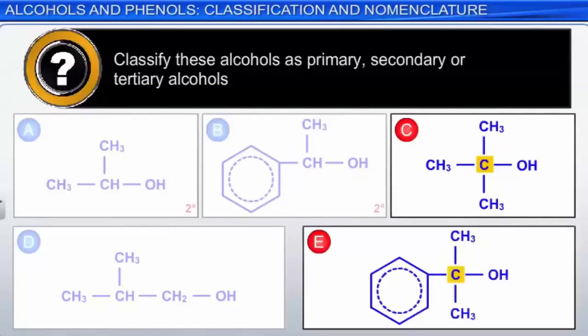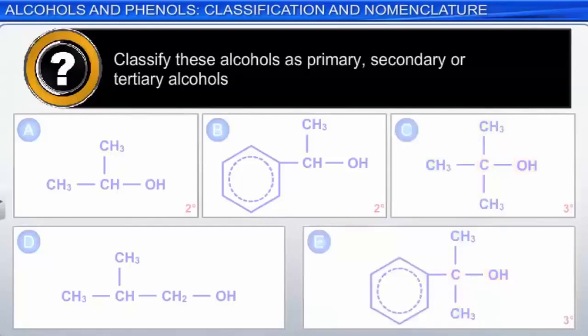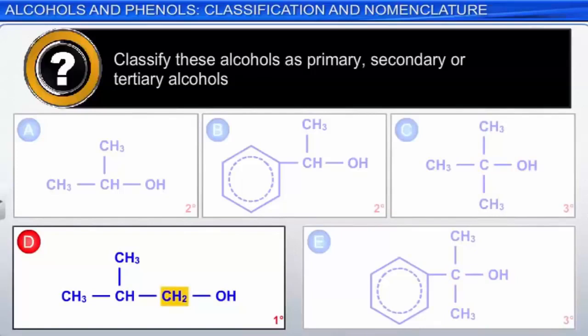Molecules C and E are tertiary alcohols. The hydroxyl bonded carbon is bonded to three other carbons. Molecule D is a primary alcohol. Only one carbon-containing group is attached to the hydroxyl bonded carbon.